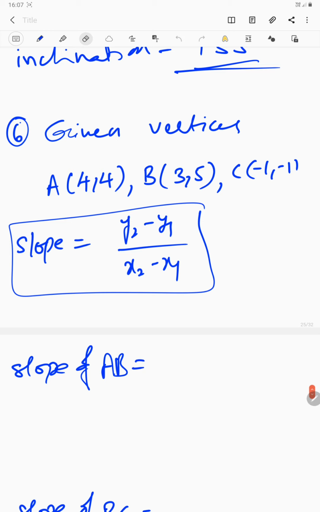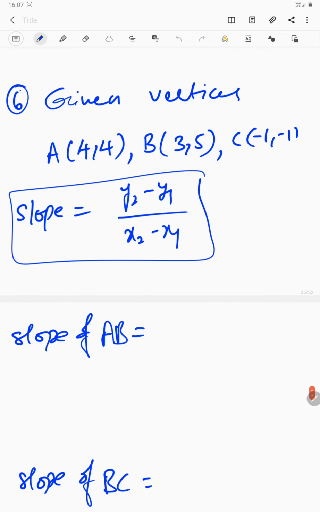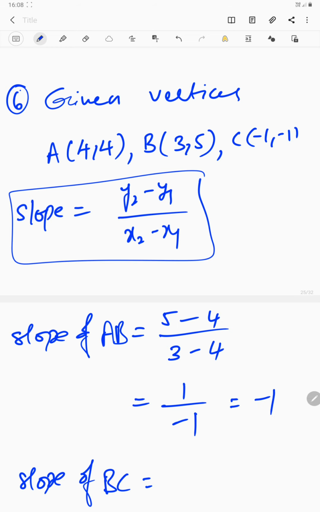So what is the given information? वो लिखेंगे पहले. Given vertices A(4, 4), B(3, 5), C(-1, -1), right? Slope is equal to y2 minus y1 upon x2 minus x1, right? Now we will find the slope of AB. Means A, B are the vertices. y2 is 5, y1 is 4, x2 is 3, x1 is 4. So 5 minus 4 is 1, 3 minus 4 is -1, which is equal to -1.